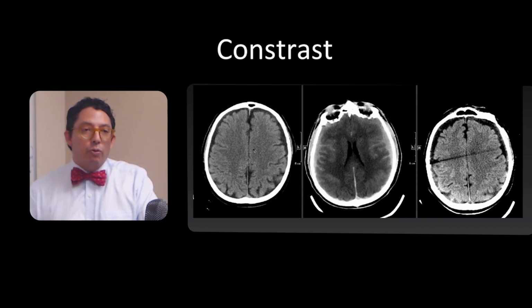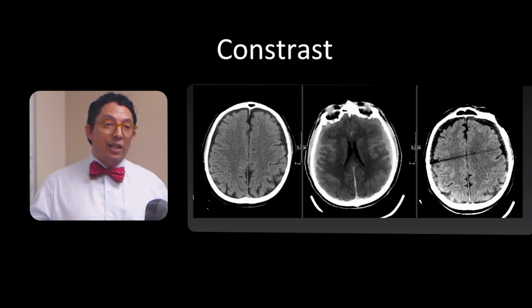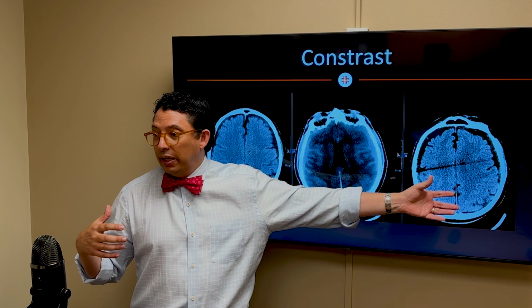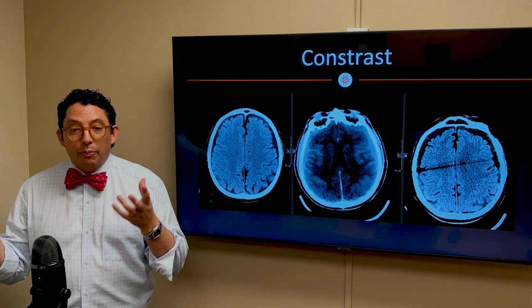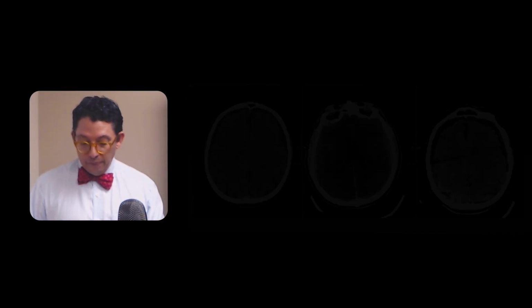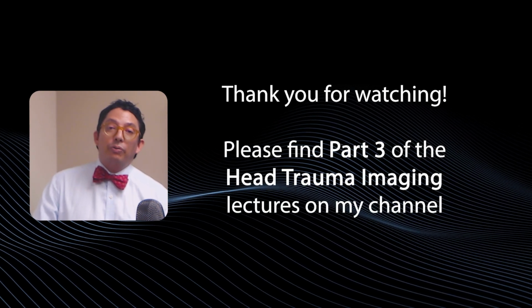And what he didn't know is that the patient had a CT of the abdomen with contrast. And that contrast had leaked into the subarachnoid space. And sure enough, the next day it completely cleared out. So anything that is hyperdense that is in the subarachnoid space is going to look like that. So with this, we finish part 2 of our CT trauma.